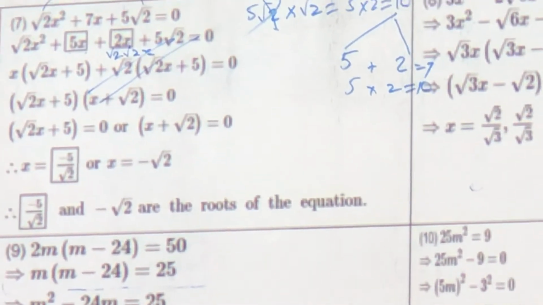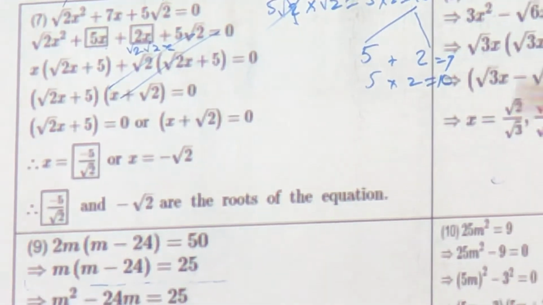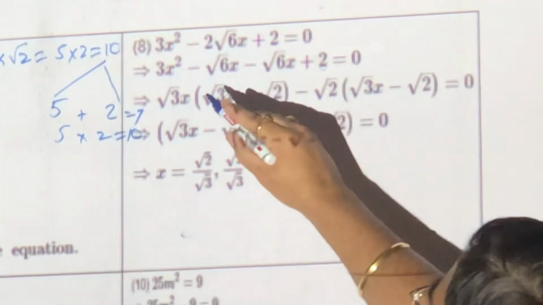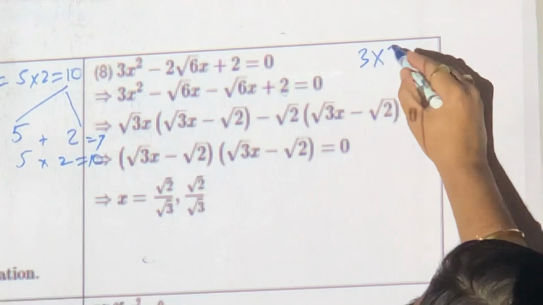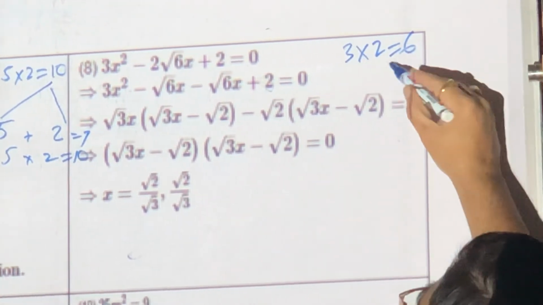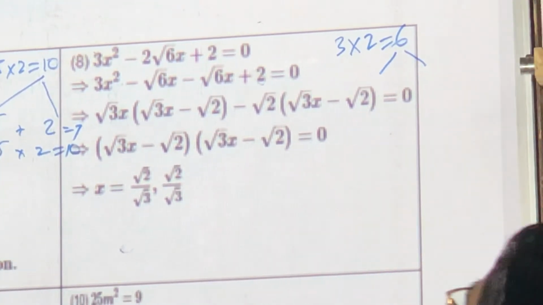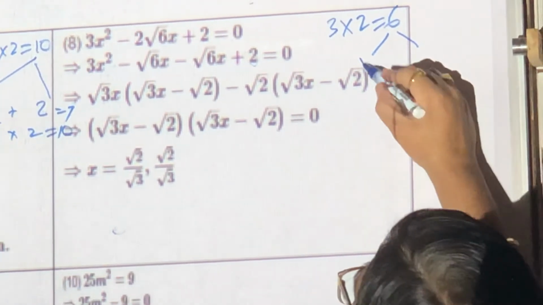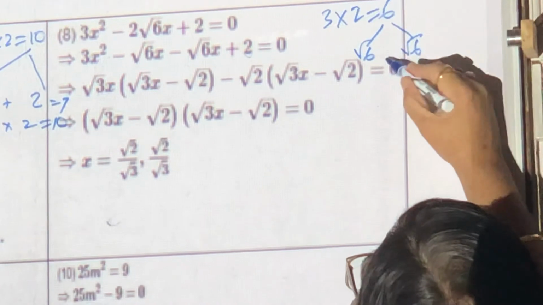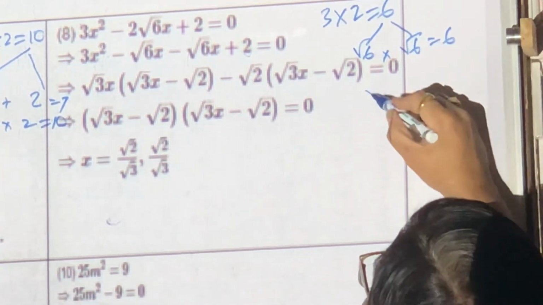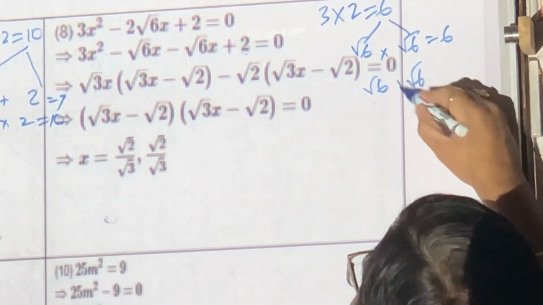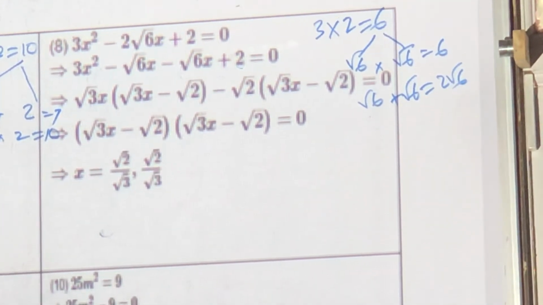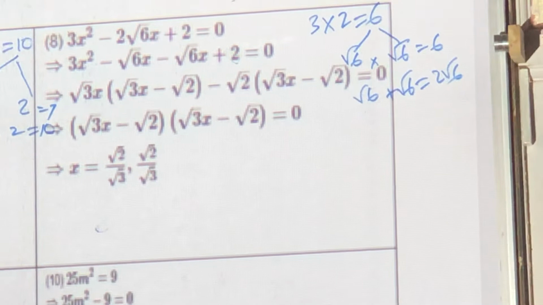So now give attention. Look here, now the root has come in the middle. What should I do? My friend, don't waste time. 3 multiplied by 2 is 6. I should split 6 into 2 terms so that I get the middle term. Okay, so I have root 6 multiplied by root 6 will give me 6, and root 6 plus root 6 will give me 2 root 6. See the trick? It's not difficult. Very easy to split.